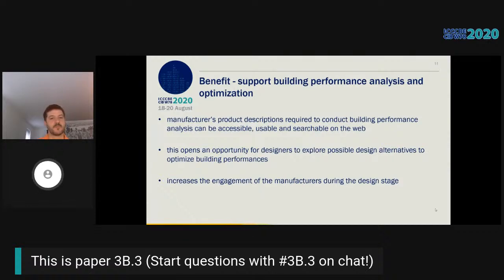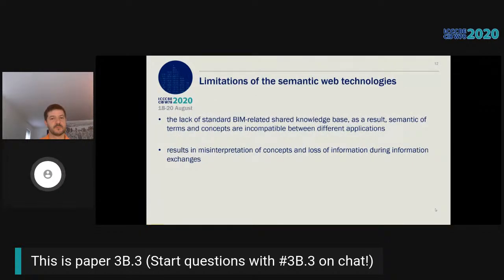And the second benefit is support for building performance analysis and optimization, in that product descriptions required to conduct performance analysis can be accessible, usable, and searchable on the web, which gives designers an opportunity to explore possible design alternatives. And it also increases the engagement of the manufacturers.